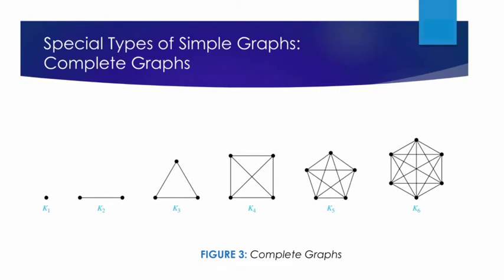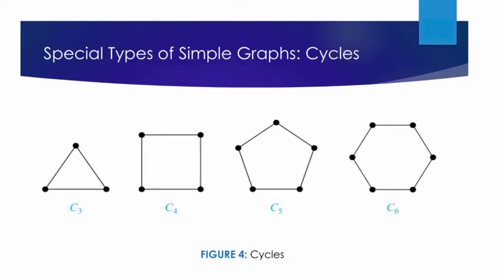Graphs have some special types that we will describe in the following slides. The complete graph on n vertices, denoted by K_n, is the simple graph that contains exactly one edge between each pair of distinct vertices. So in a complete graph, all nodes are connected to each other.